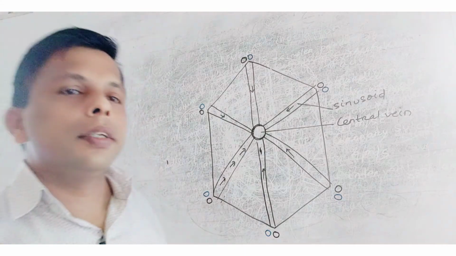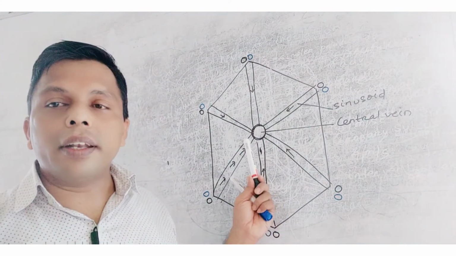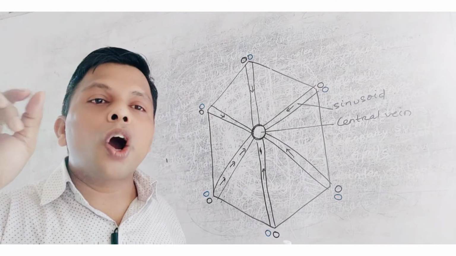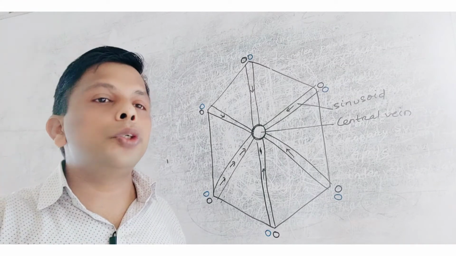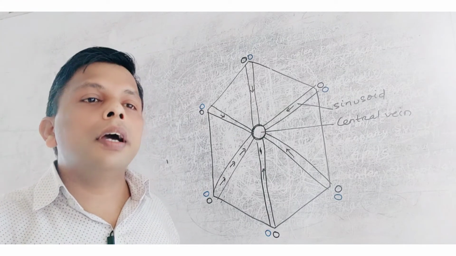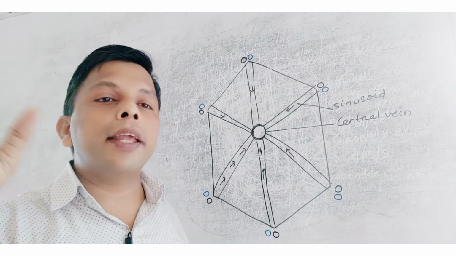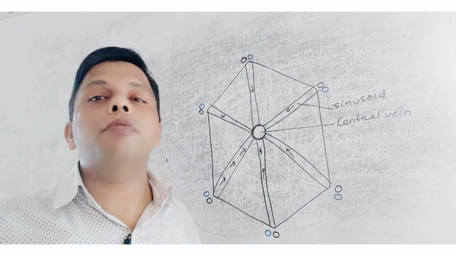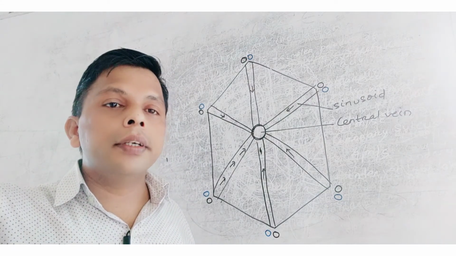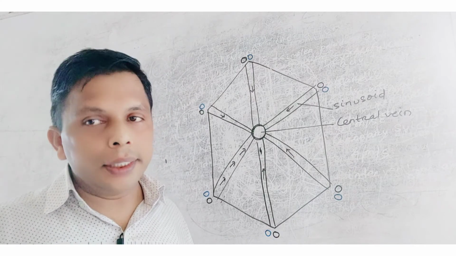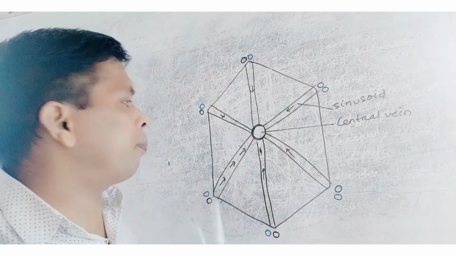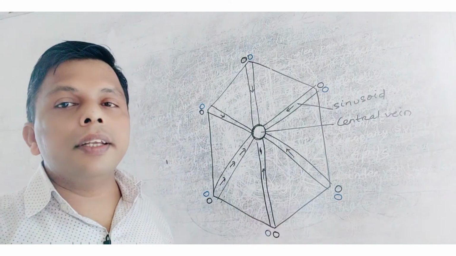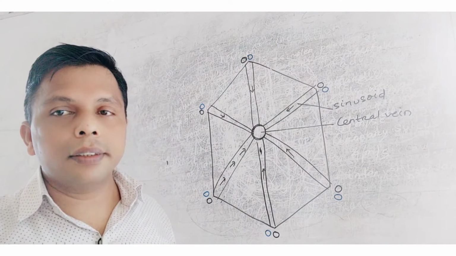Okay. The central veins come together and fuse to form the hepatic vein. The hepatic vein connects with the inferior vena cava. This is the real story. Okay. So the circulation is like this.